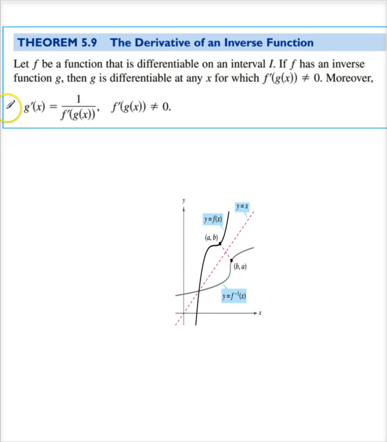Let's look at what the derivative of the inverse is. Now, this gets very confusing with the f inverses. So we're going to let f inverse equal g. So this is now our inverse function. So the derivative of the inverse is equal to 1 over the derivative of the function evaluated at g.